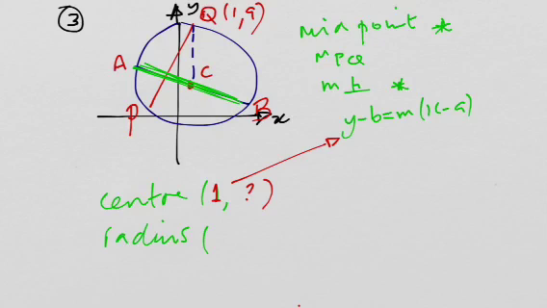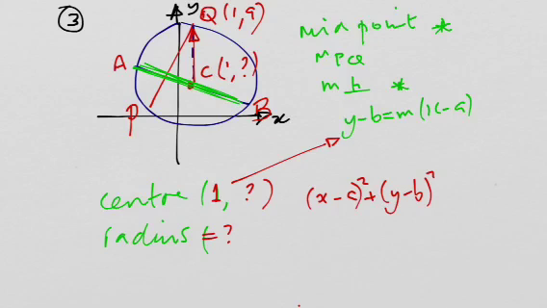Now how do you find the radius? Well, again, because you know this line here is parallel to the y-axis, and we've worked out that C is 1, something, then the radius is just going to be the distance between that something up to 9. So that's going to tell you what the radius is. Once you've got both of those, you can then plug them into your formula x minus a squared plus y minus b squared equals r squared.